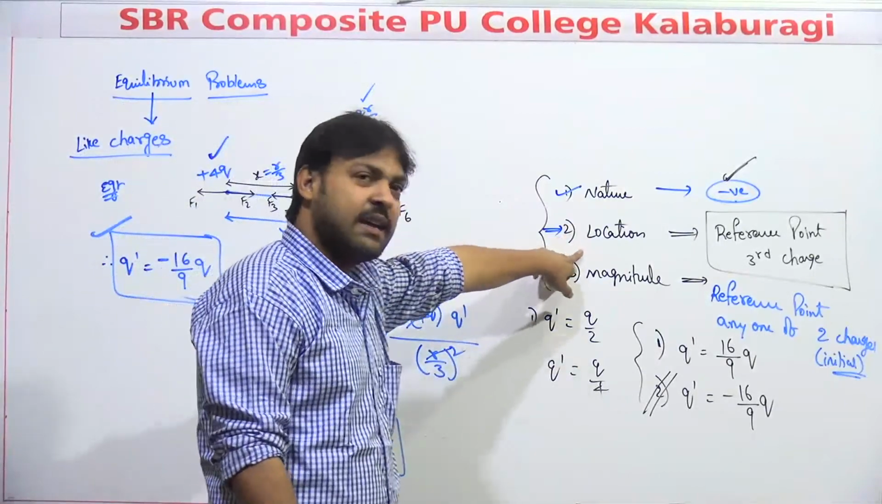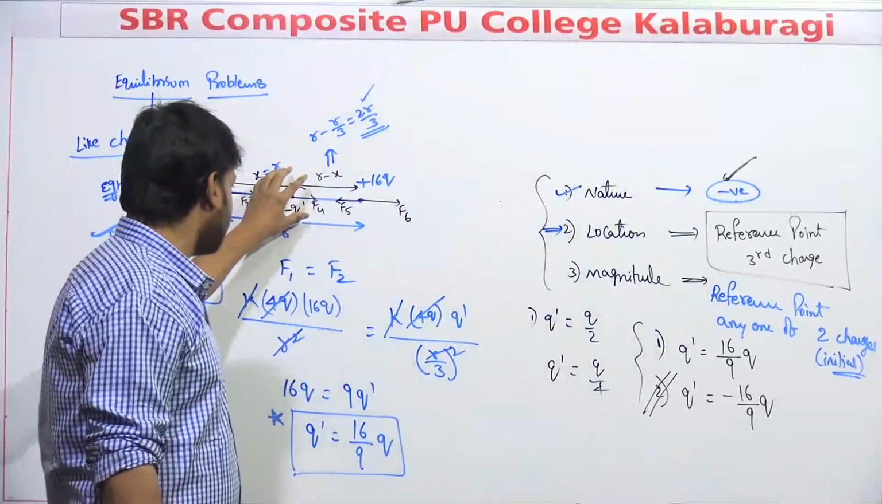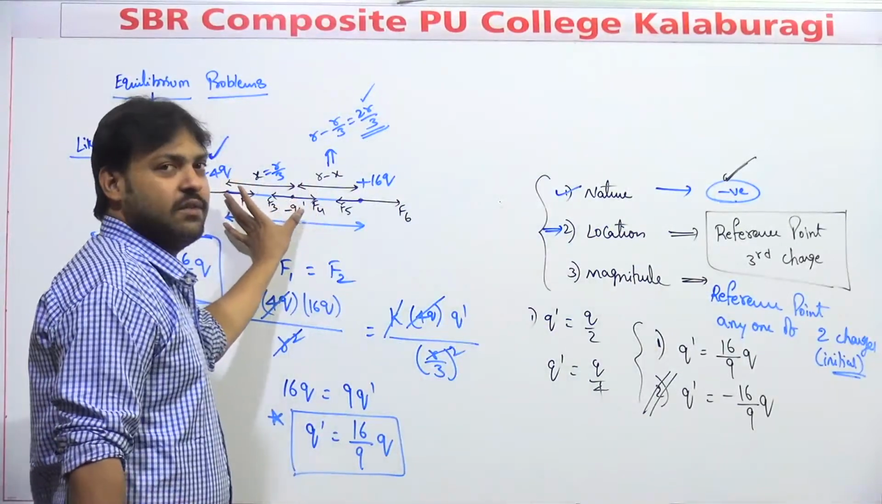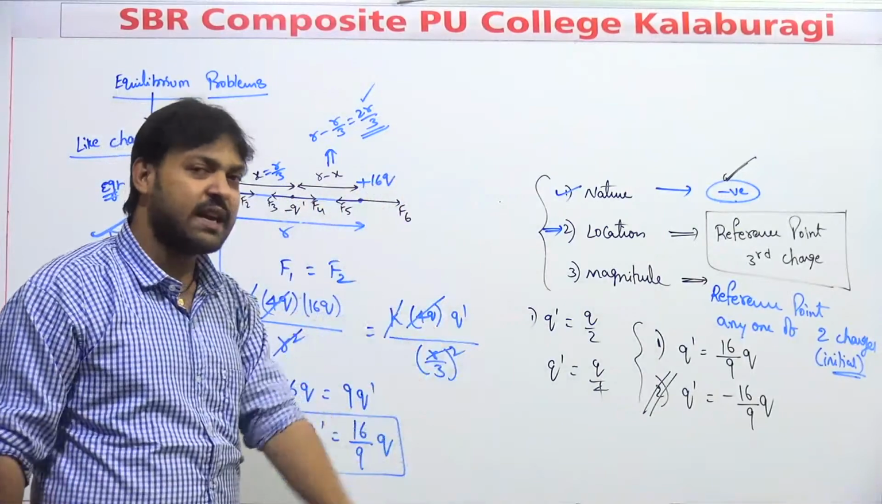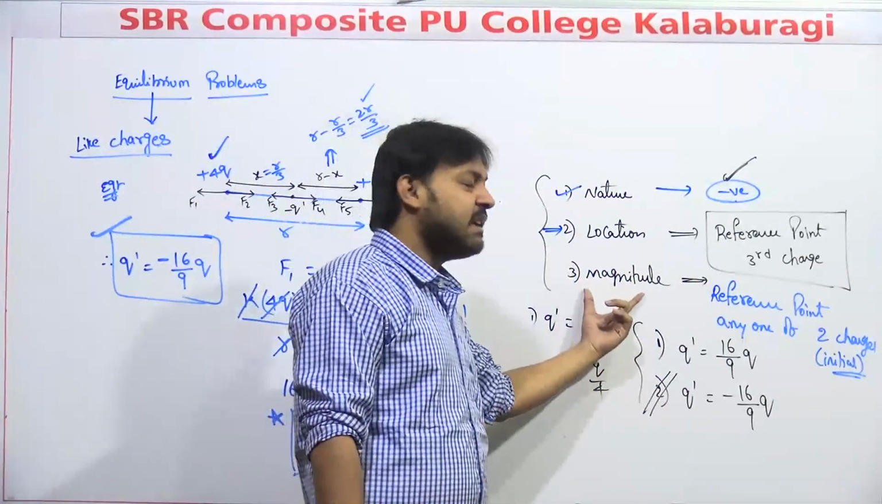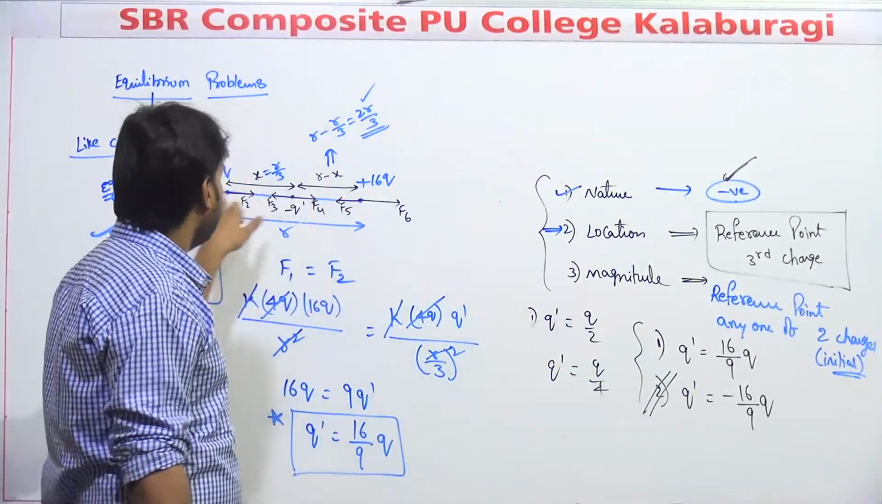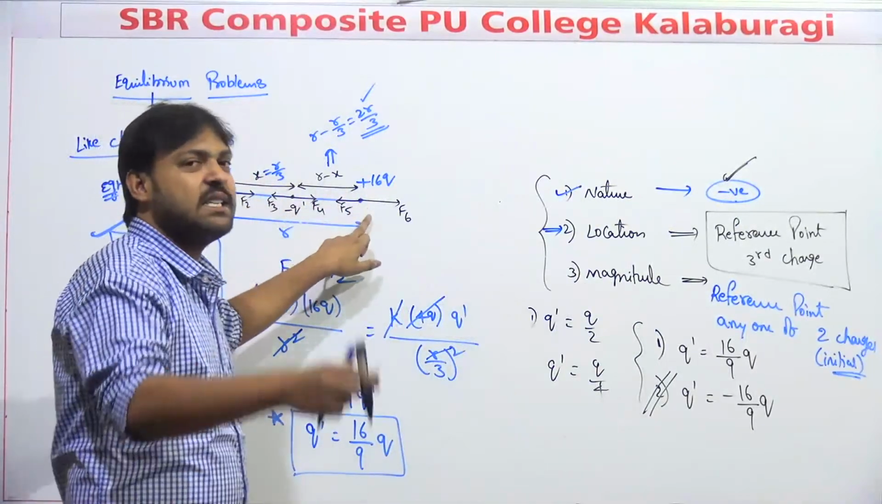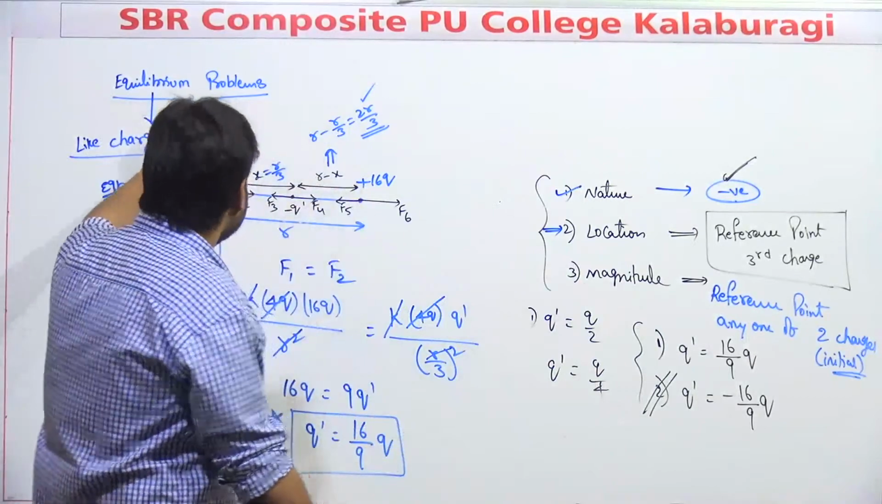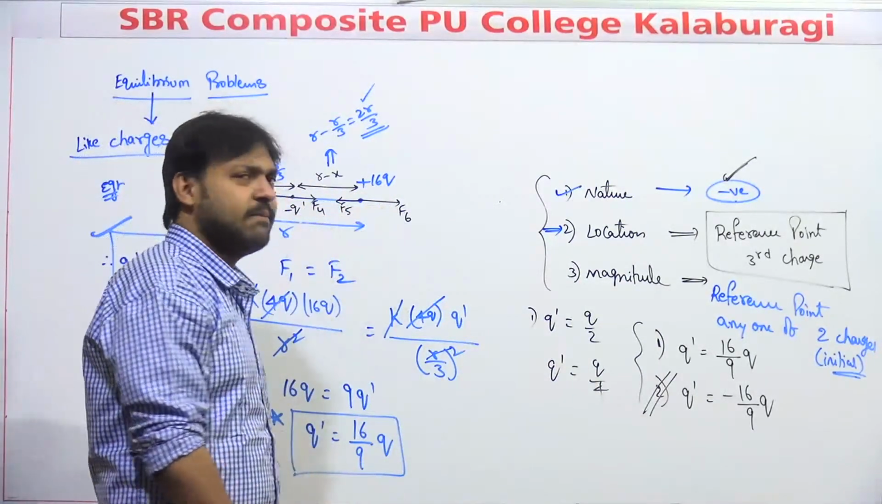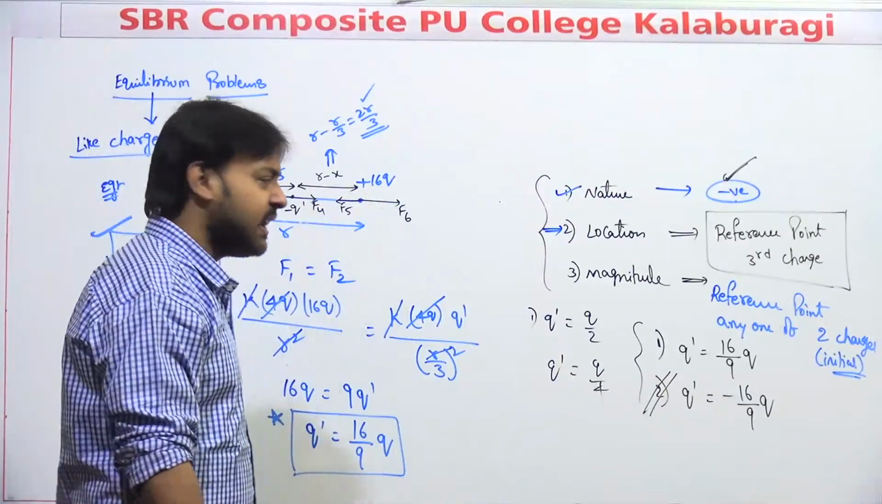Then location: keeping the reference point as the third charge, I have written F3 equals F4 and I got the X value. If you know this, R minus X can also be calculated. Next, finding magnitude. Now, leaving this third charge, keep any one of the initial charges as the frame of reference. Anyone. I considered 4Q. You can consider 16Q also. You will get the same answer again. Don't worry about that. Alright?